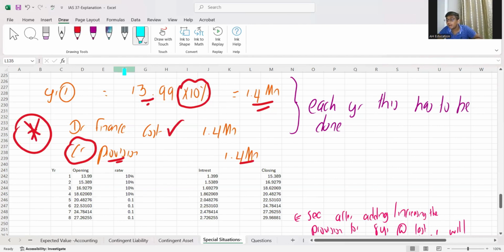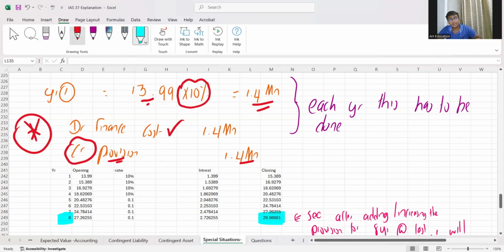Now, why am I telling you all, why am I doing this unwinding? At the end of my 8th year, in my financial position, it will be equivalent to 30 million. This is because of the rounding off issues, but at the end of the 8th year, it will be equivalent to 30 million. This is in my 8 years financial statement, right? Which I'll be preparing after 8 years, right?